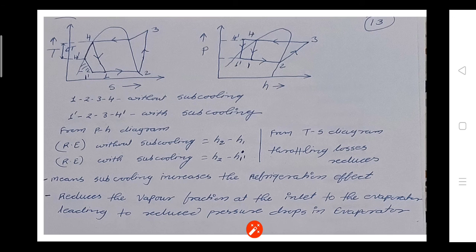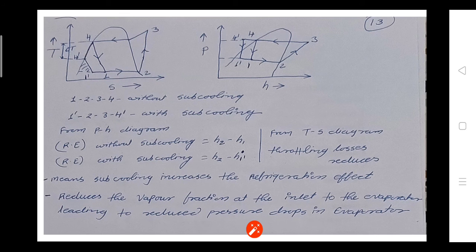Now, what is the effect of subcooling on the compressor work? There is no effect on the compressor work. You know that COP equals refrigerating effect upon compressor work. The compressor work is not changing because of the subcooling, only the refrigerating effect is increasing, so the COP of the cycle is increasing. Subcooling increases the refrigeration effect without affecting the compressor work. It means that it increases the COP of the cycle.